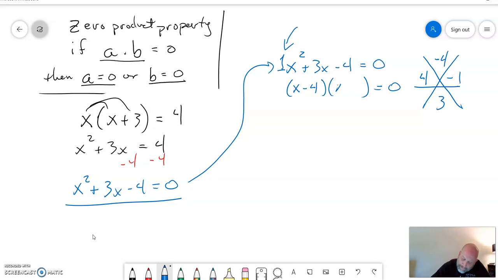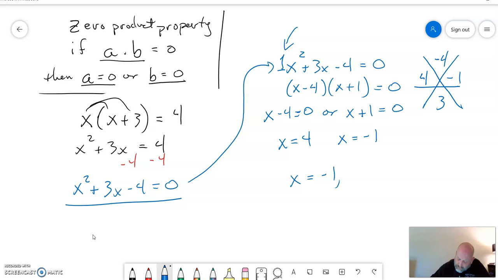x minus 4, x plus 1 equals 0. Then I have two equations to solve: x minus 4 equals 0, or x plus 1 equals 0. Here, if I add 4 to the other side, I get x is equal to 4. Here, if I subtract 1 from the other side, I get x is equal to -1. And so we have our two solutions: x is equal to -1, 4. And that ends up being my final solution.